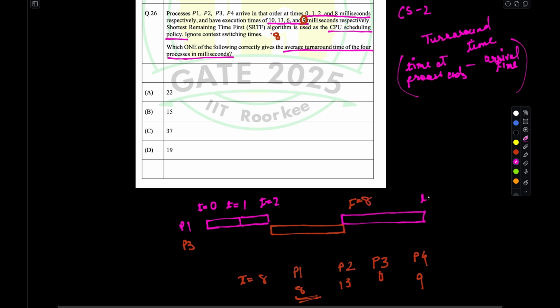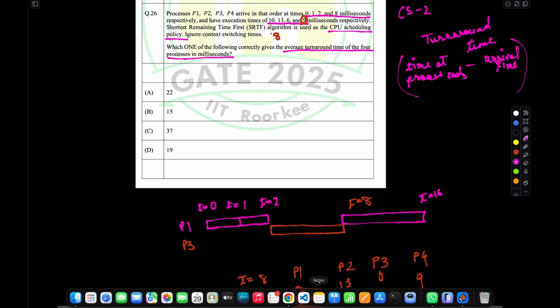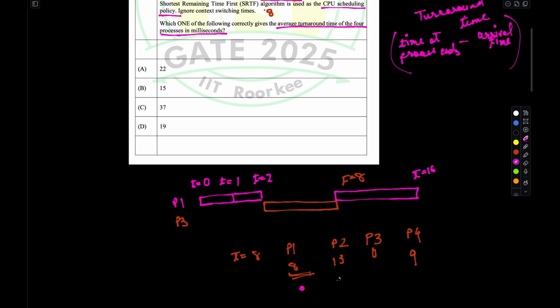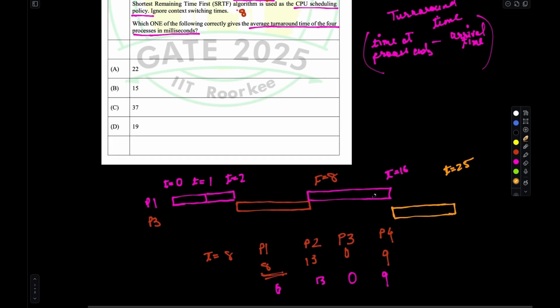We will have P1 running again till t equals 16. Now at t equals 16, this will become 0. This will remain 13, this again 0, and this will be 9. Now from this, we can say P4 will be the next in line. Since P4 has the least remaining time at t equals 16, P4 will get the CPU till t equals 25. Please don't judge by the sizes of these blocks and the magnitude of time. This is just for your reference and visualization.